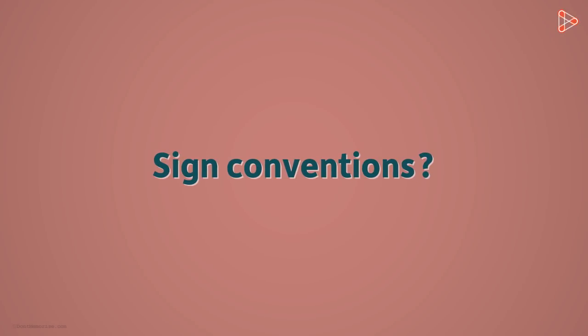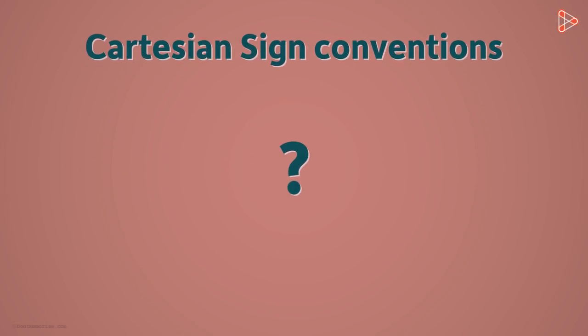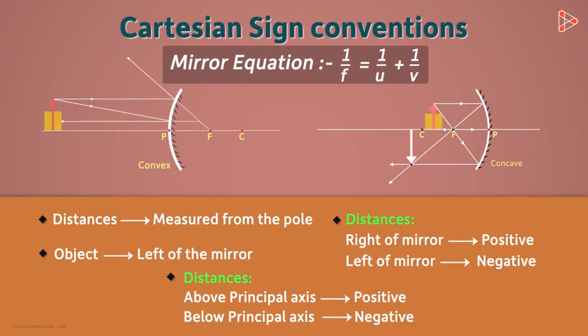And what are those conventions? We follow the Cartesian sign conventions. Do you remember the Cartesian sign conventions we'd seen for spherical mirrors? Here they are. The object is always placed to the left of the mirror. Distances are always measured from the pole. Distances to the right are positive and to the left are negative. And distances above the principal axis are positive and below it are negative.